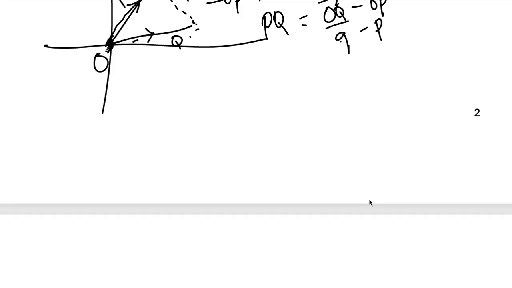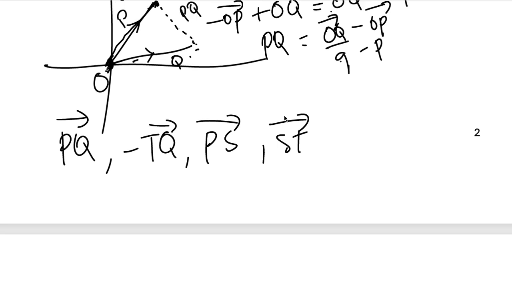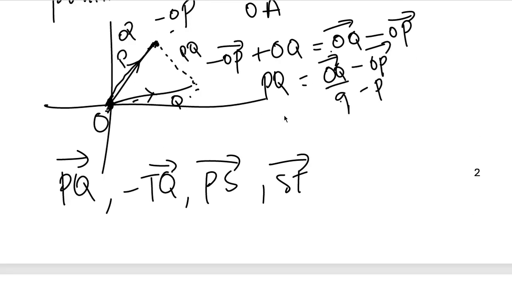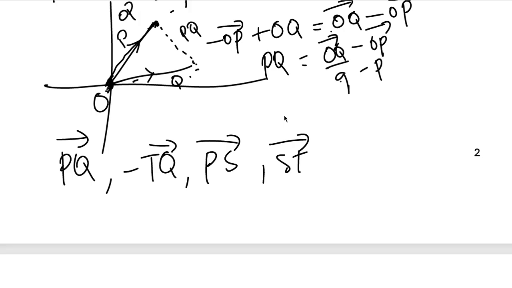Let's say you're asked to sum this set of vectors: PQ, negative TQ, PS, and PT. This question was taken from the CA of this course, the continuous assessment paper booklet for the course. All we're simply going to use here is the fact that if you have a vector PQ, the position vector is in relation to P and Q. We could now write PQ as what?